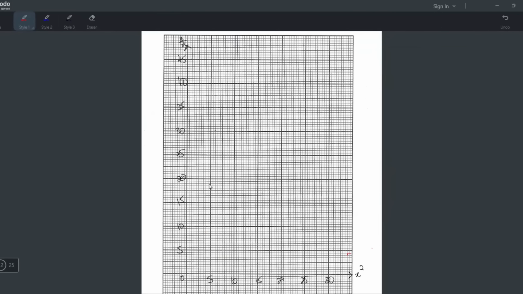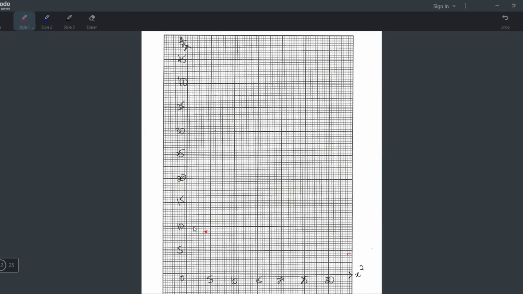Okay, let me plot again. 4 is here, right? 10 down 2 is 9. 9 down a little is 8.8. Yeah, because one box is 0.5. So if from 9 I go down one box, it will be 8.5 already. So 8.8 should be somewhere around here.